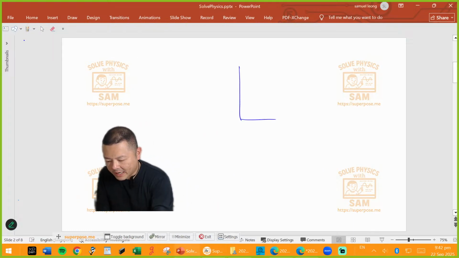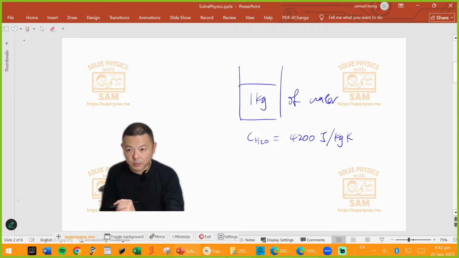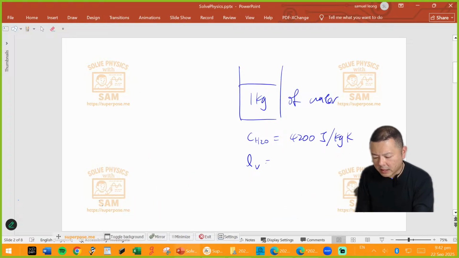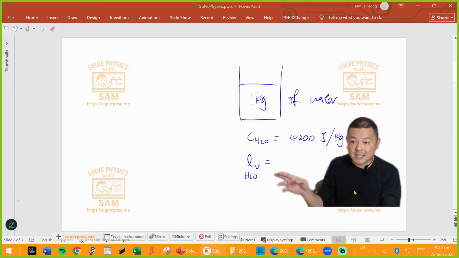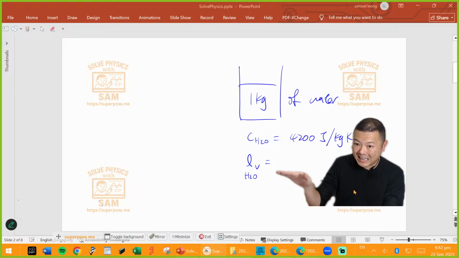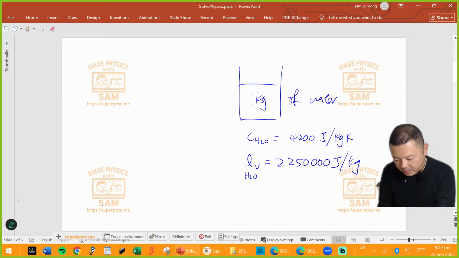So guys, let's say you have 1 kg of water. The values I'm going to quote you are actual values. The specific heat capacity of water is 4,200 joules per kg Kelvin. The latent heat of vaporization of water, that means the amount of heat you need to convert water into steam at the boiling point, is 2,250,000 joules per kg.